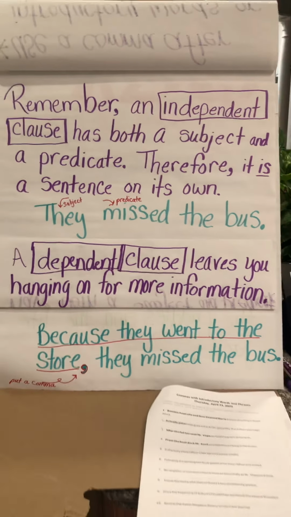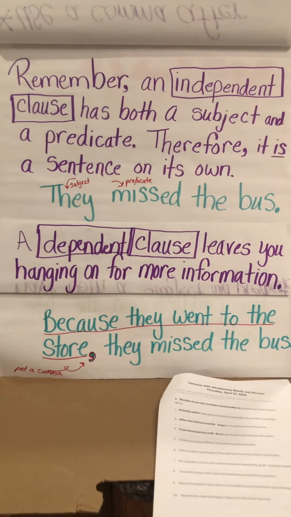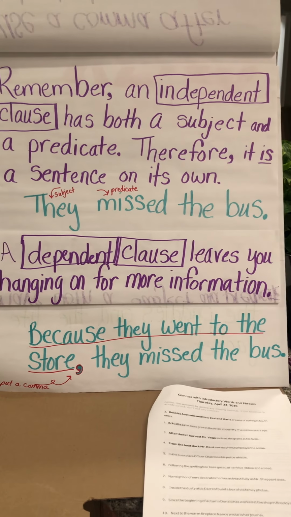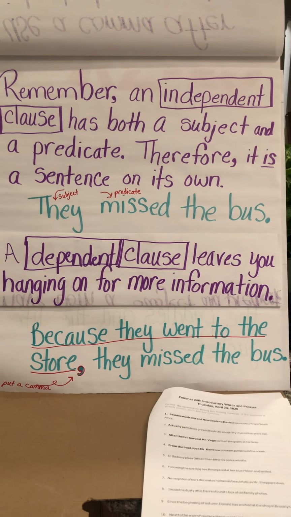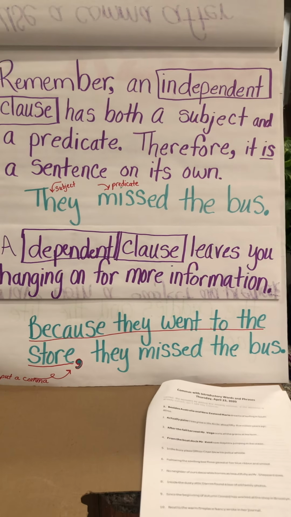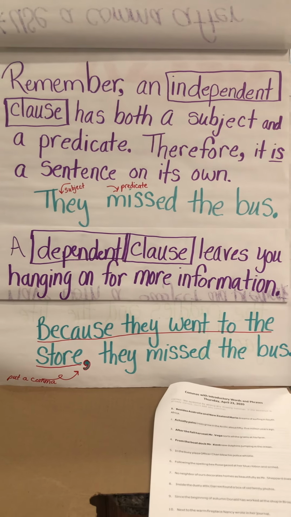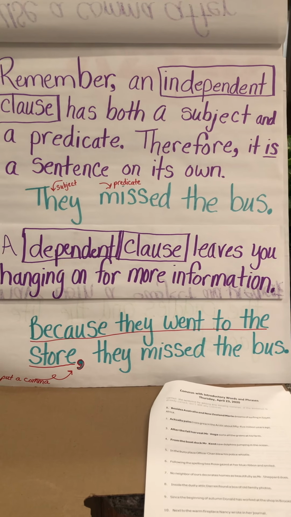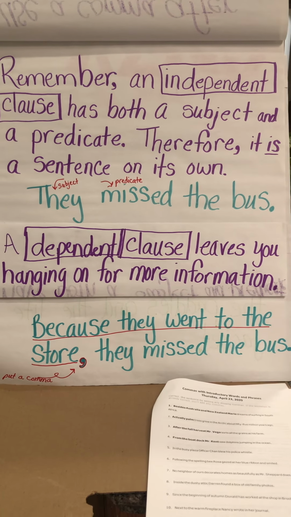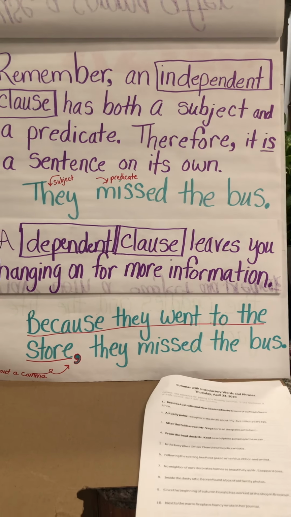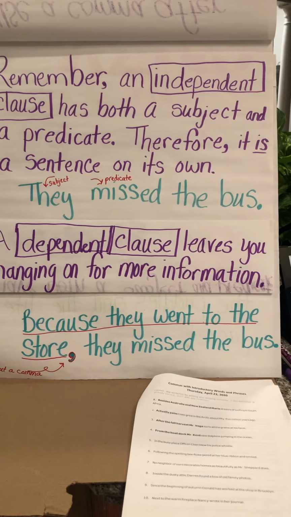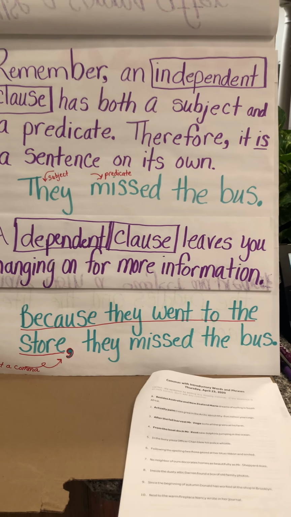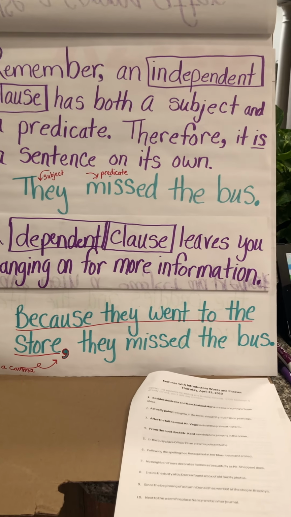Okay, so let's talk about a dependent clause. A dependent clause is going to leave you hanging for more information. Okay, so if I said because they went to the store, if I didn't say anything else, I would be sitting there wondering, what about when they went to the store? What happened when they went to the store? Because they went to the store, what? All right, so I can end it with, they missed the bus. That's what happened. Because they went to the store, comma, they missed the bus.